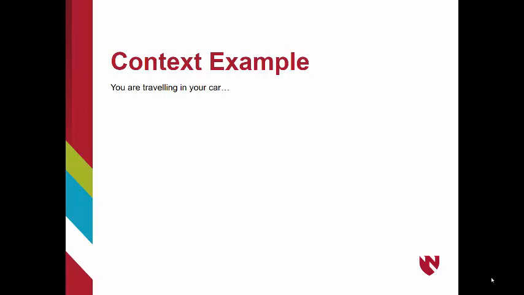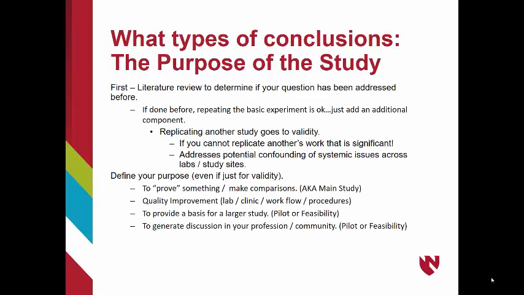I need to know, what am I after? What arena am I operating in before I march down my road of just collecting data for whatever reason? Okay, so what types of conclusions, what kind of purposes do studies have? First and foremost, you come up with your question. The first thing you do is your lit review. Everybody's pretty familiar with this, I'm sure. If you find out what you want to do has actually been done before, and you think, oh man, that's no good, I wanted to do that, it's okay to go ahead and replicate a study.